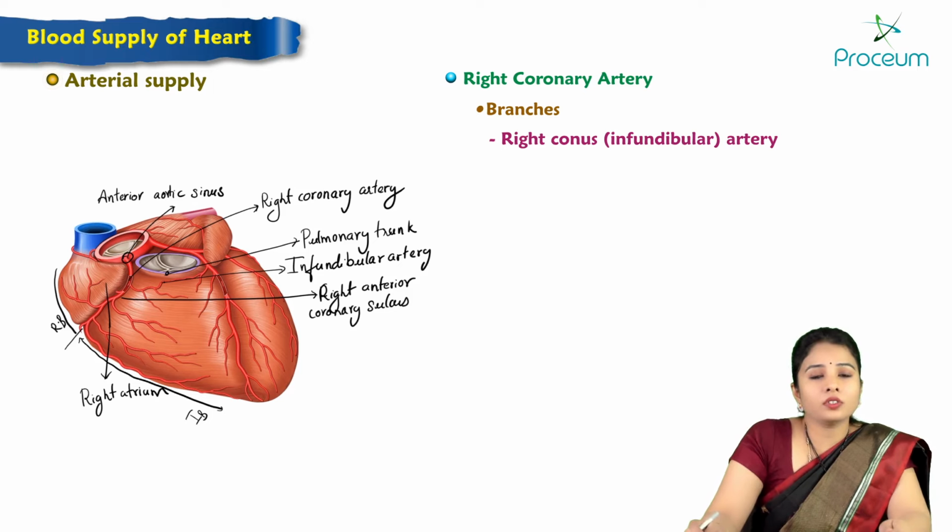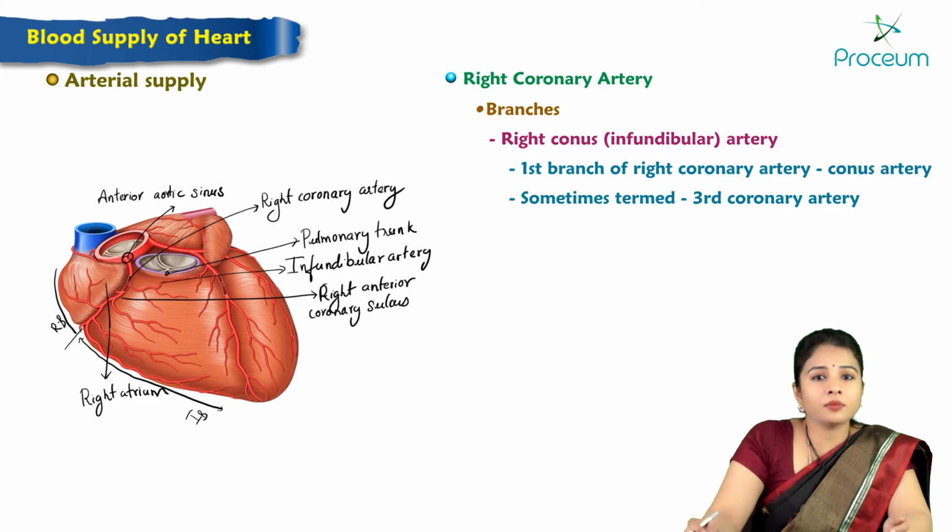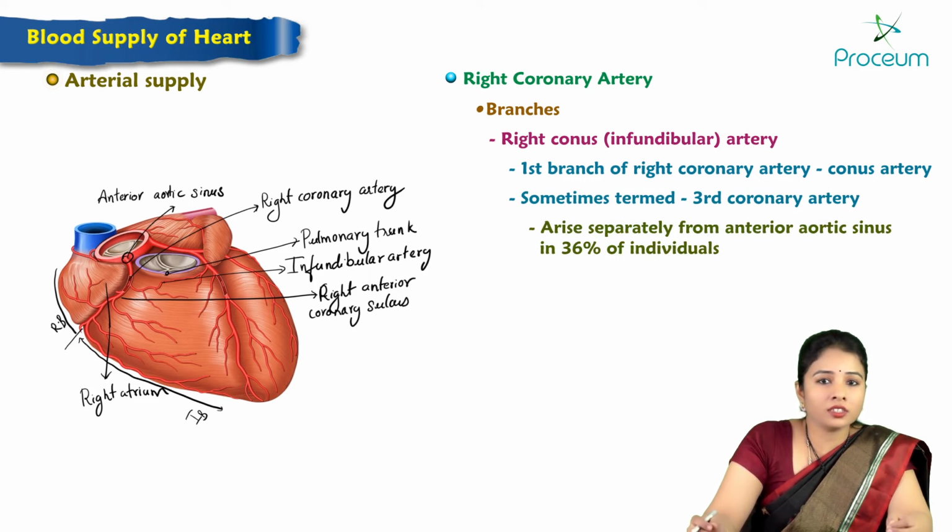So the right conus or the right infundibular artery is the first branch of the right coronary artery, and it is also called the conus artery. This is sometimes termed the third coronary artery if it takes origin separately from the anterior aortic sinus. In 36% of individuals, this artery may arise separately from the anterior aortic sinus, or it may occasionally be a branch of the left coronary artery.